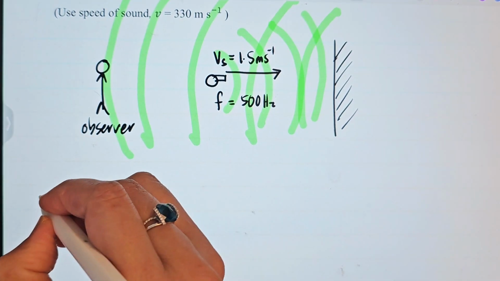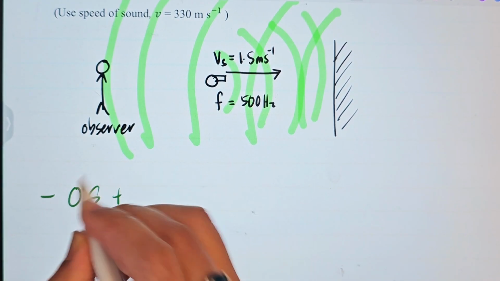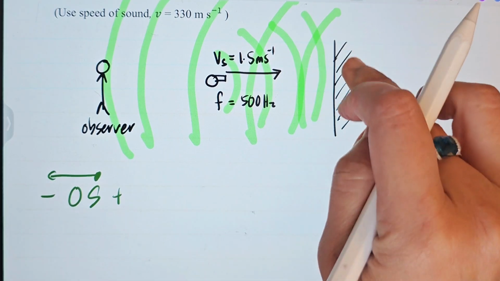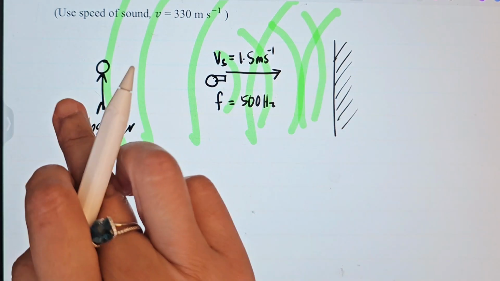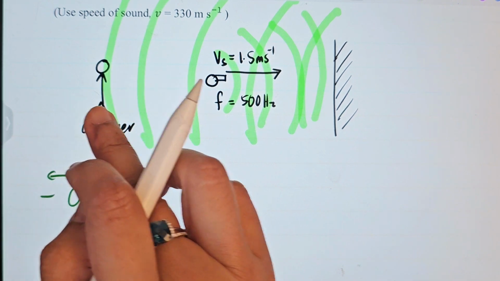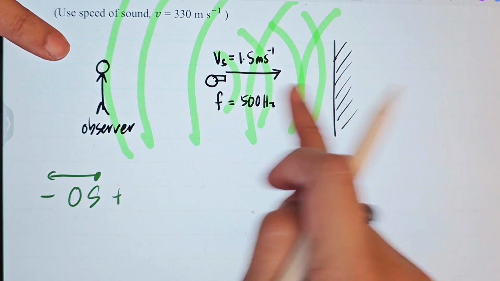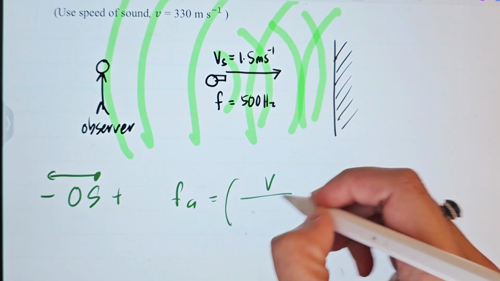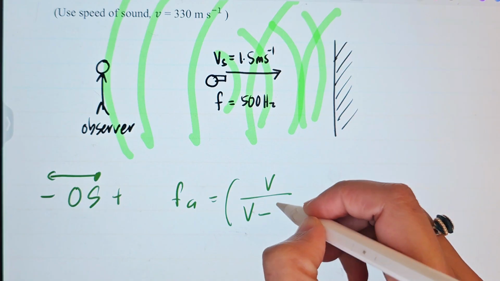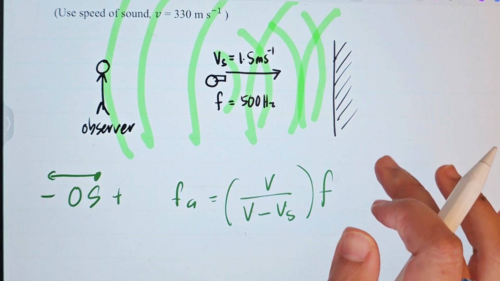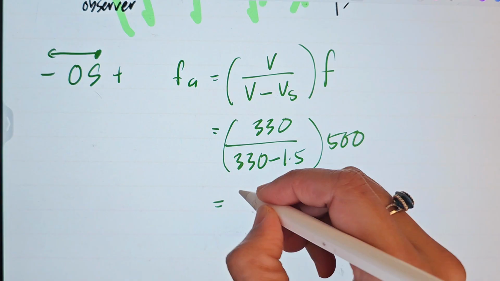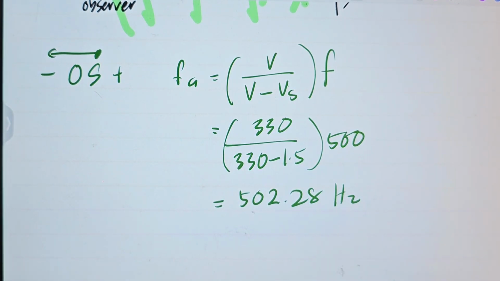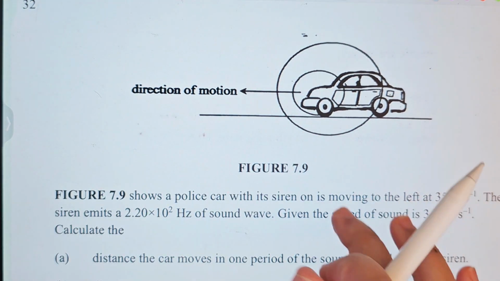I'm going to use negative, OS, positive. It is the source that is moving towards the observer. Notice that the wall is also the observer for the person, because they both are not moving, so the sounds are the same. So FA equals to V over V minus Vs, and then times the frequency. We do the substitution, and the apparent frequency is 502.28 Hz.